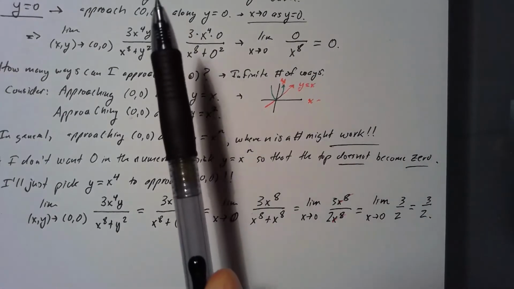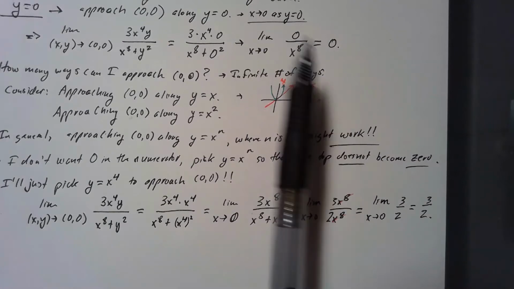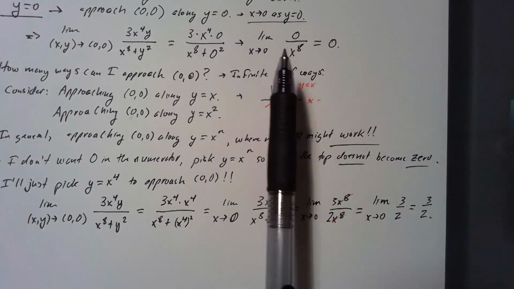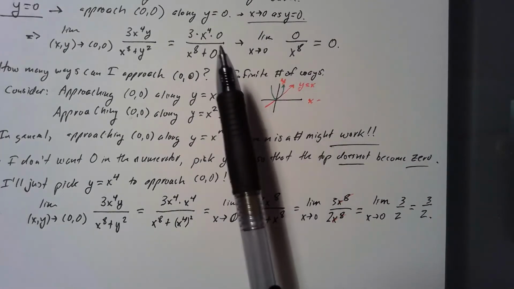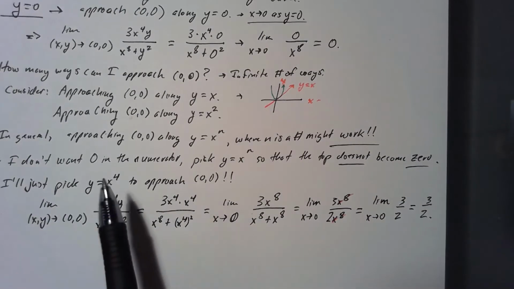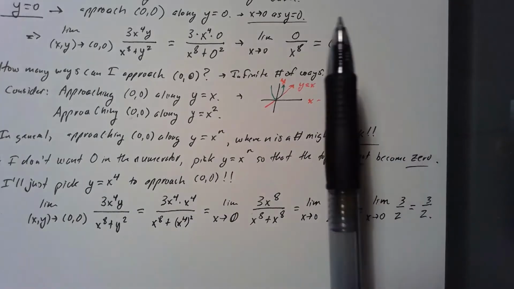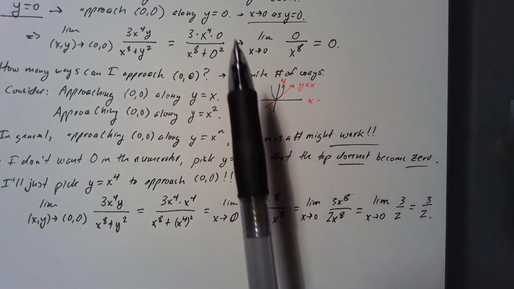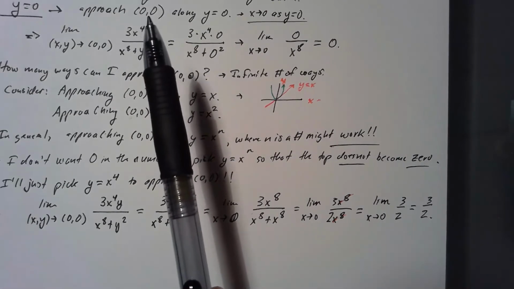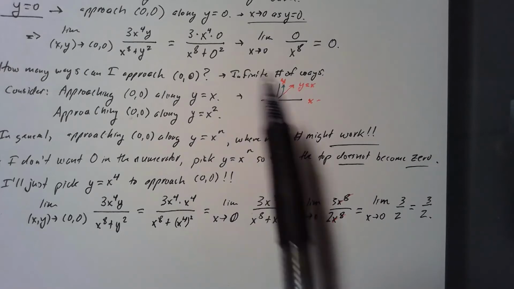So what does this mean? I approached 0, 0 along the line y equals 0, which is still a curve, just a line, and I got 0. I approached 0, 0 along this curve, and I got 3 halves. Uh-oh! I got different values approaching the same point. So because of that, I've shown the limit does not exist.